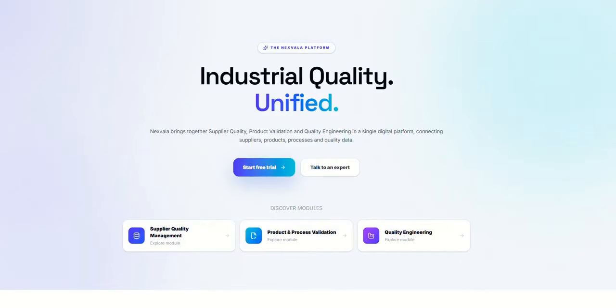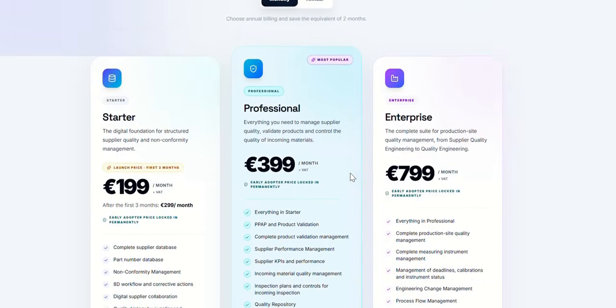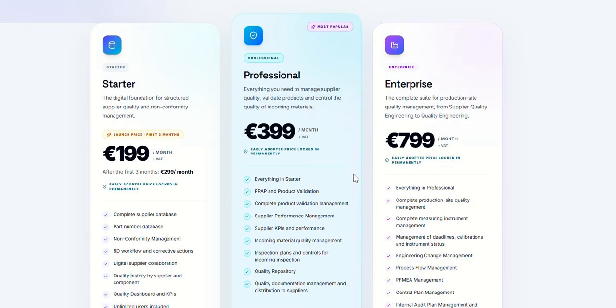That said, another thing to mention about Nexvala is that it is a product that is easy to use. The pricing is very clear. We currently have pricing that is very aggressive because we are in the launch phase. For monthly pricing, we start at 199 euros plus VAT for the first 3 months, which then becomes 299 for the starter version. The starter version includes everything we will see during today's session, so supplier database, part number database, and non-conformity management with everything that entails.